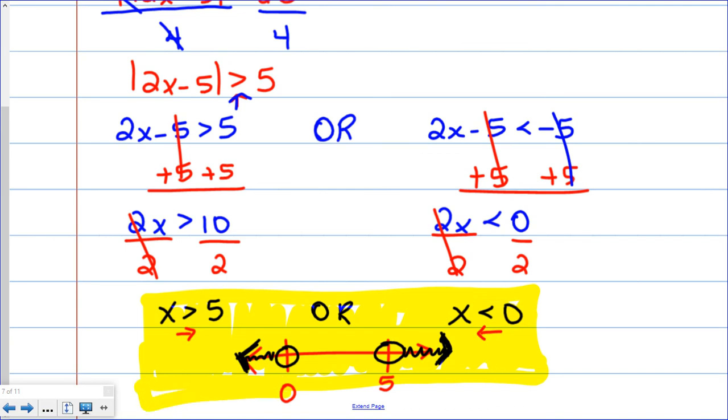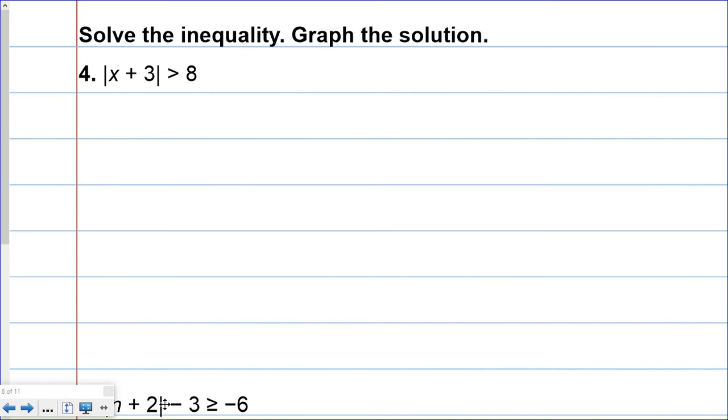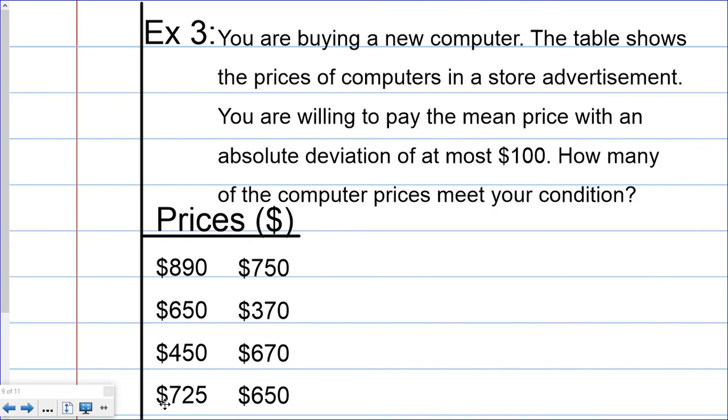Alrighty. Now moving on. We're going to skip over that. Okay, this right here is going to be just a little bit more involved. Okay, sorry. It's a little bit more involved.